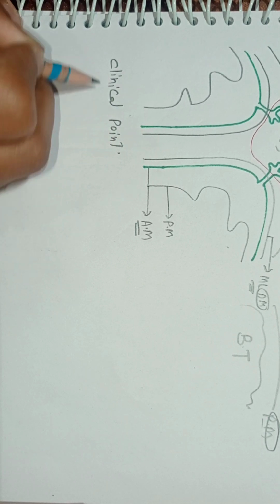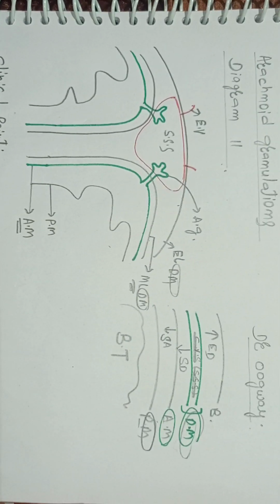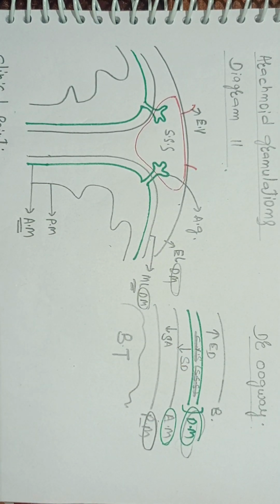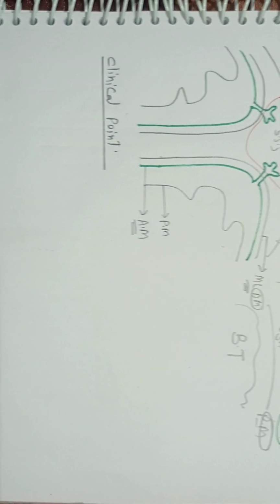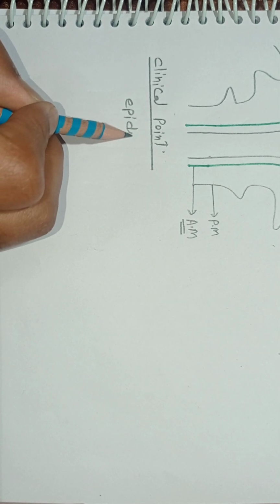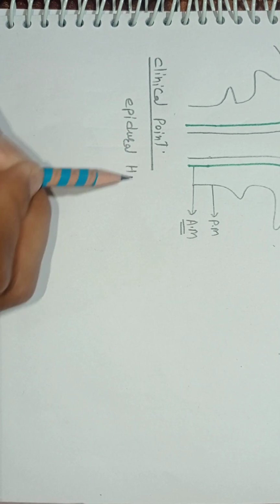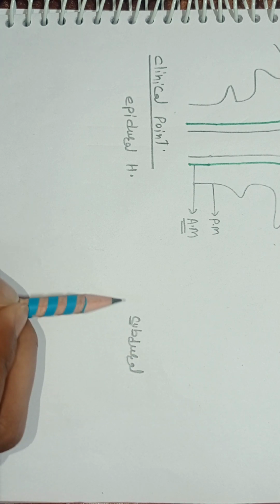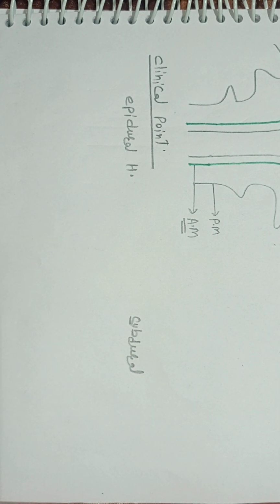So what is that clinical point? We know the space above the dura mater is called the epidural space, and the space below the dura mater is called the subdural space. So this clinical point is about the epidural hemorrhage and subdural hemorrhage. Whenever there is a brain injury, whenever there is a head injury, there can be hemorrhages.